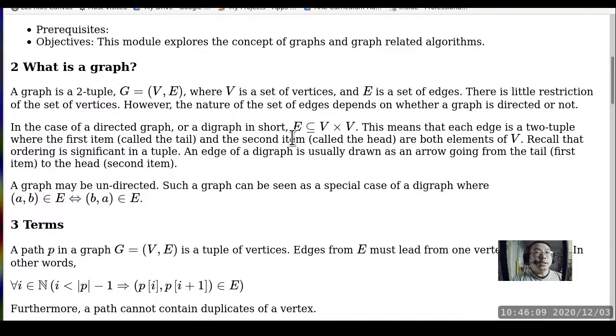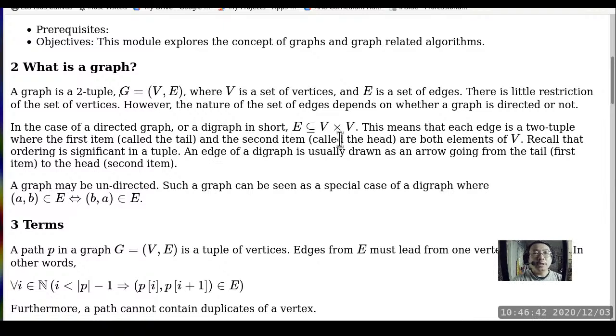But the set E has restrictions. E can only be a subset, not necessarily a proper subset, but it has to be a subset of the Cartesian product of V with itself. In other words, E is a set of two-tuples where the first item and the second item of each tuple is found in V. Okay, so that's how we can define a graph.